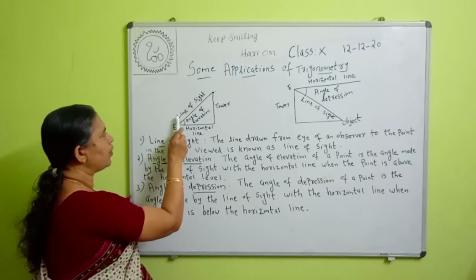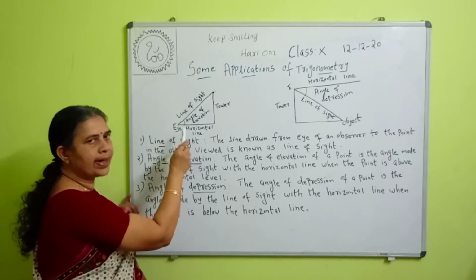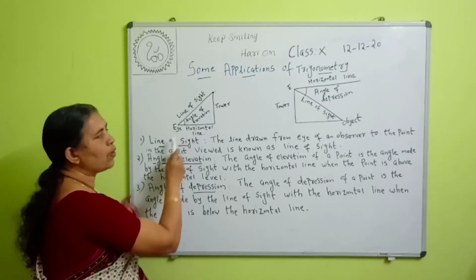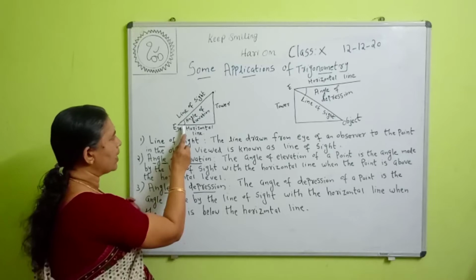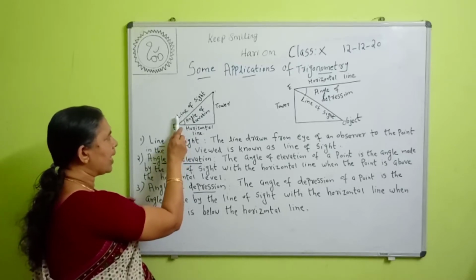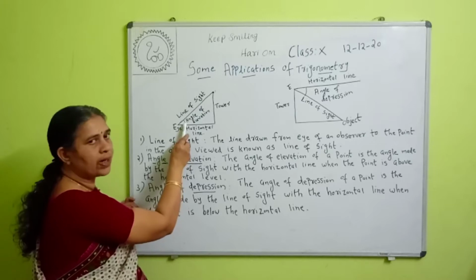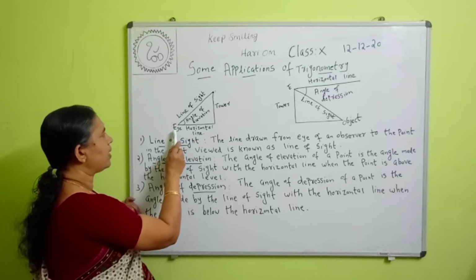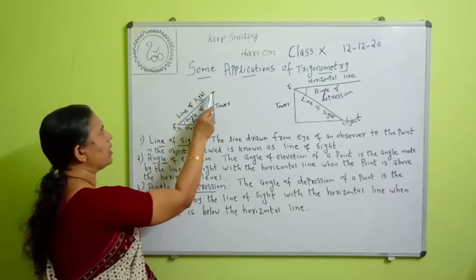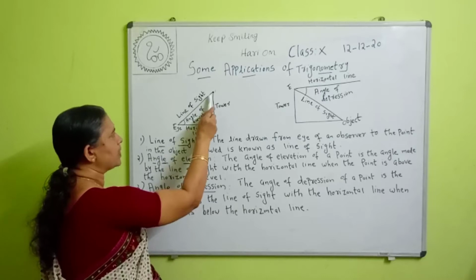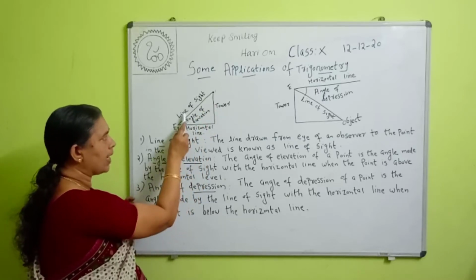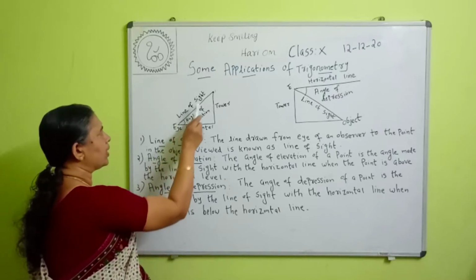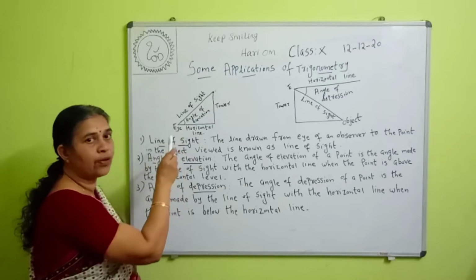The angle made by the line of sight and the horizontal line is called the angle of elevation. This is the observer's eye, and the line drawn from the observer's eye to the top of the tower is called a line of sight, and the angle made by the line of sight and the horizontal line is called the angle of elevation. The person is looking at the top of the tower, so this is the angle of elevation.